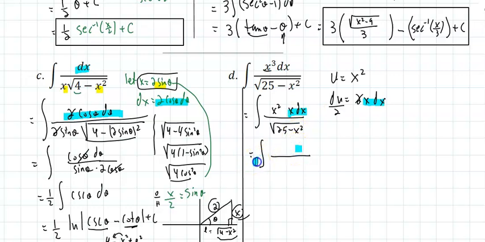x dx will be du over 2. Okay, I did it again. That would be 1/2 the integral of, and a du is right there. And x squared is my u. That would be u over the square root of 25 minus u.